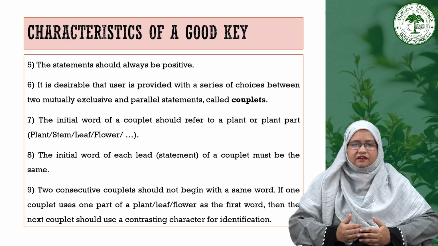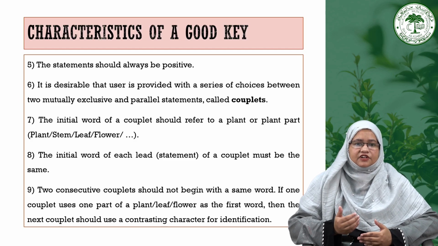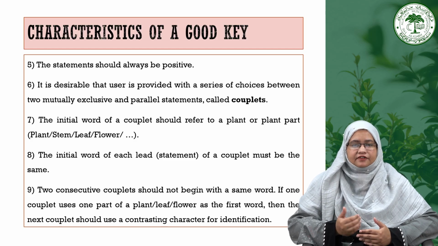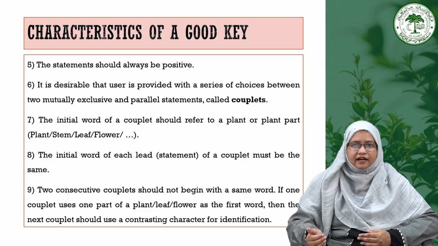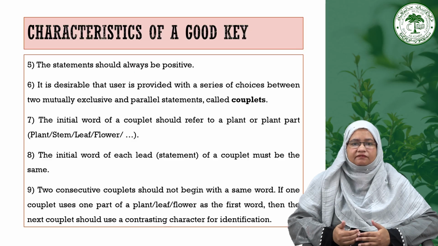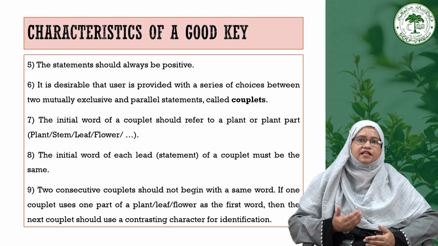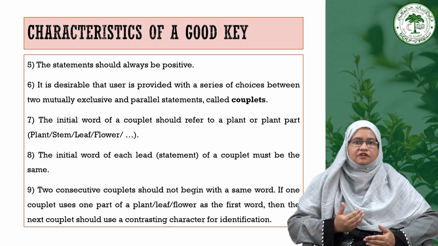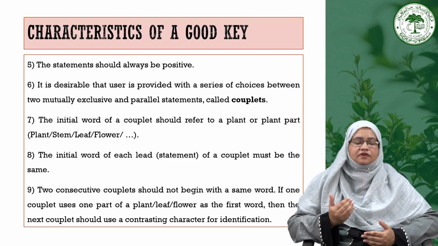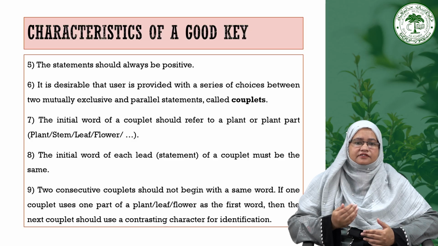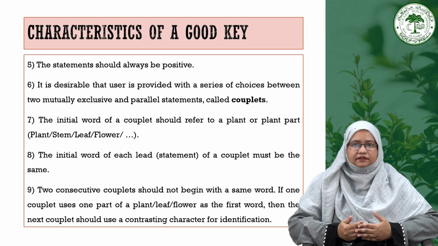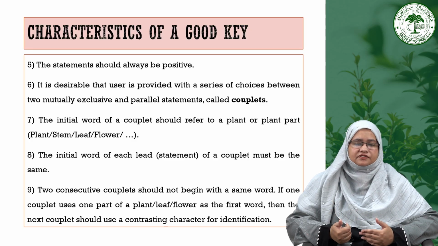Then the initial word of each lead of a couplet must be the same. So suppose we are choosing the symmetry of the flower, then we have to mention the flower is actinomorphic first, then the next lead should also start with the flower. And if we are taking the stem character, then the next lead also starts with the stem. Then two consecutive couplets should not begin with the same word. Like suppose first we have taken the root, then the next couplet we cannot start with the root, so we have to take some other characteristic.